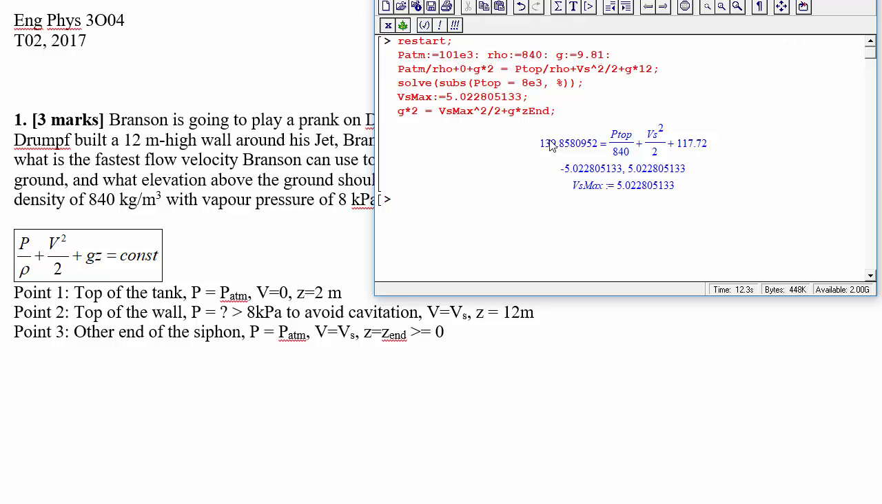Let's think for a moment about what this is going to tell you. This is going to be an equation where, if we use the max velocity that's allowed, we will determine what the minimum height allowed to avoid cavitation will be. So we solve that, and it tells us that the minimum height allowed for cavitation is 7.14. So there we go.